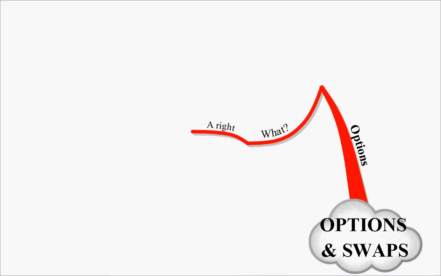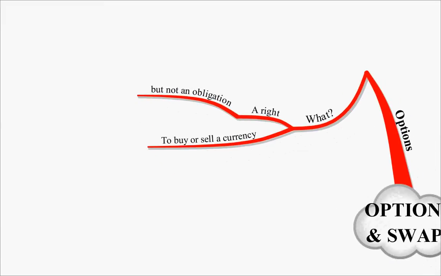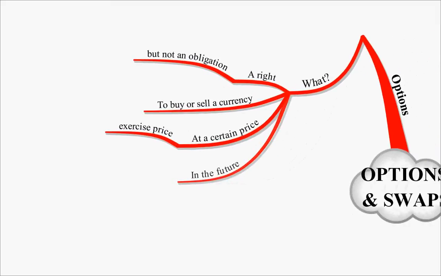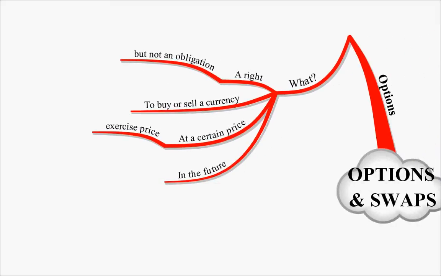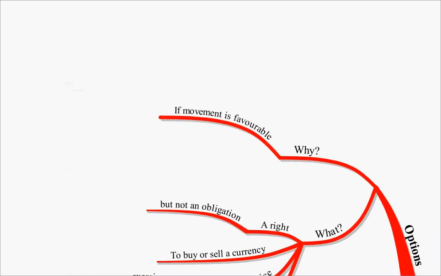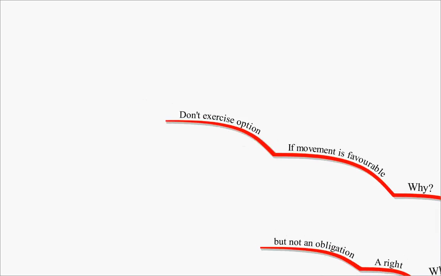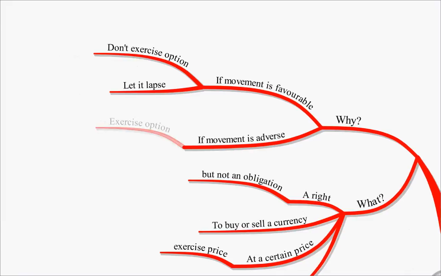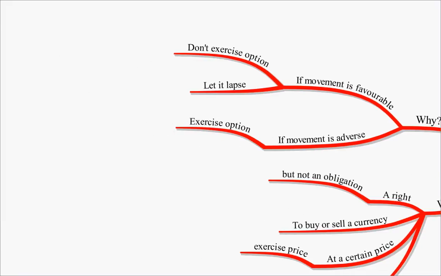So an option is a right but not an obligation to buy or sell a currency at a certain price called the exercise price in the future. Okay, so you're buying the right to buy or sell a currency at a certain price in the future, but you're not obliged to use that right. You can let it lapse. So why is that? Well, if the movement is favourable, you won't exercise the option, you'll let it lapse. If the movement in the spot rate is adverse, well then you'll exercise your option because that would be the better thing to do. So that's your choice at the end. Do you exercise your option or do you let it lapse?